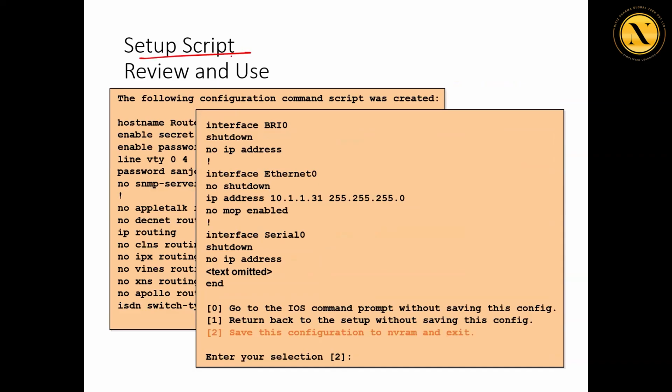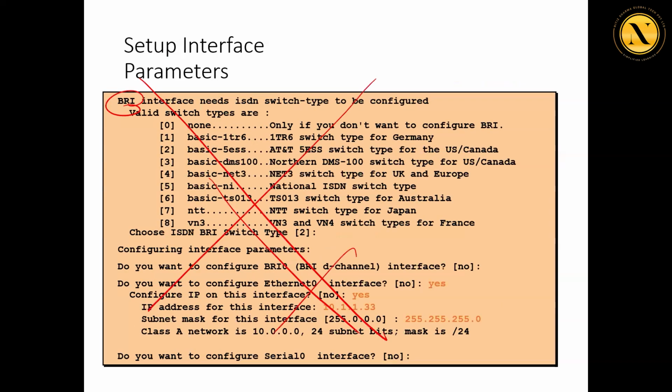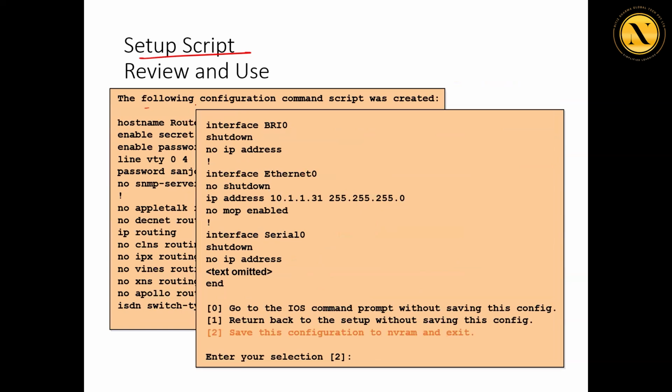And now the setup script. Okay, so the following configuration command script was created. This is what you kept on saying: hostname R1, enable secret CCNA, enable password, line VTY 0 4 with the password you gave. SNMP you said no, AppleTalk no, DECnet no, IP yes. So IP routing has automatically come as a command right now in your RAM, and everything else is no, no, no, no. BRI, we don't use it.